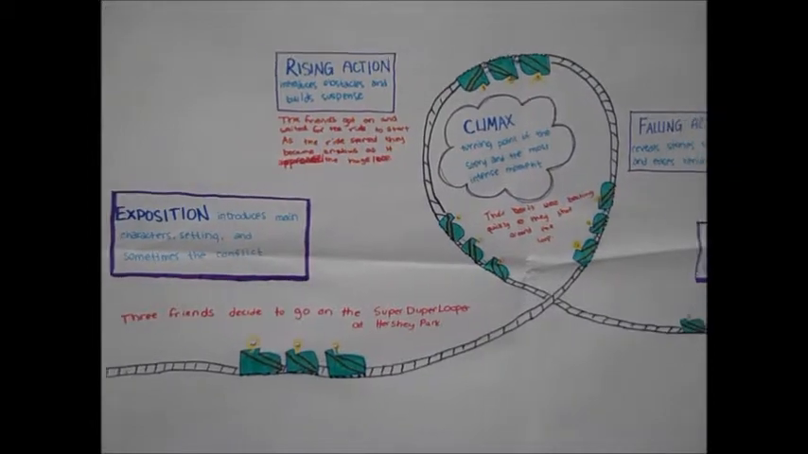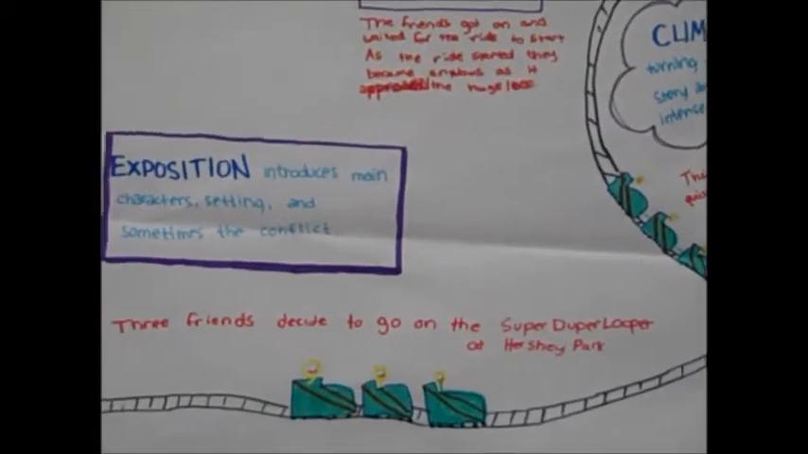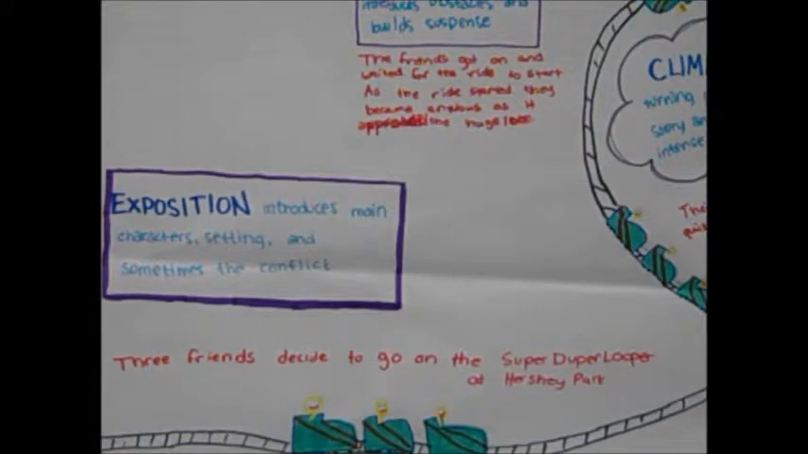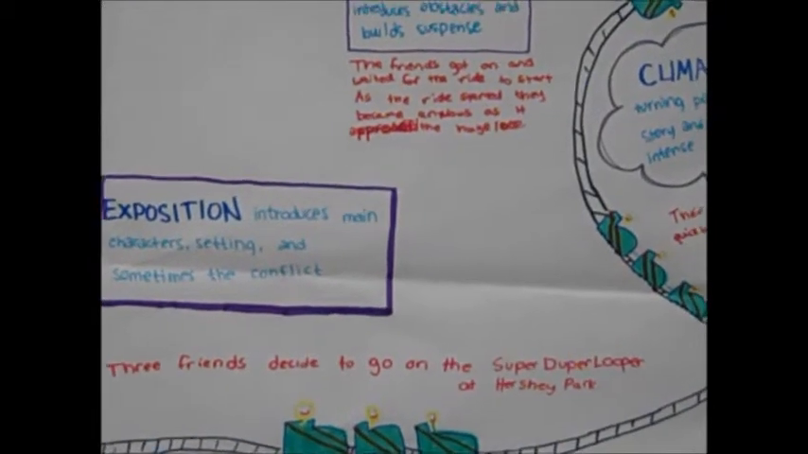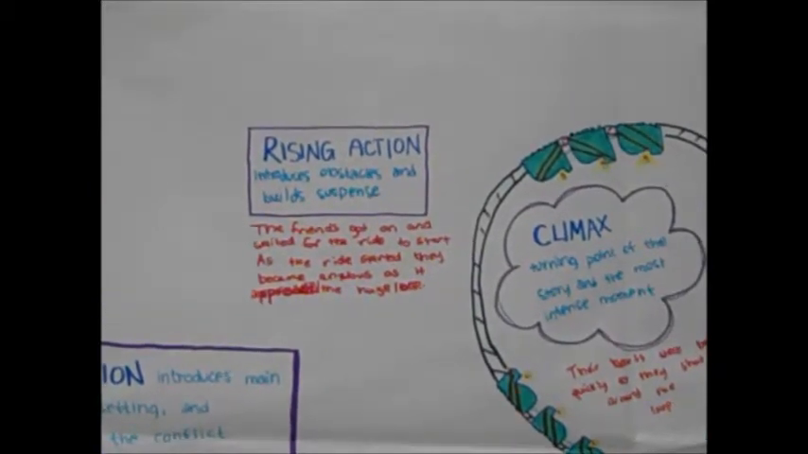So let's start with their exposition. Same thing, they labeled the exposition, but then they said, 3 friends decide to go on the Super Duper Looper at Hershey Park. So we have the characters, it's 3 friends. We have the setting, Hershey Park, and we have the conflict, what they are deciding to do, to go on the Super Duper Looper.